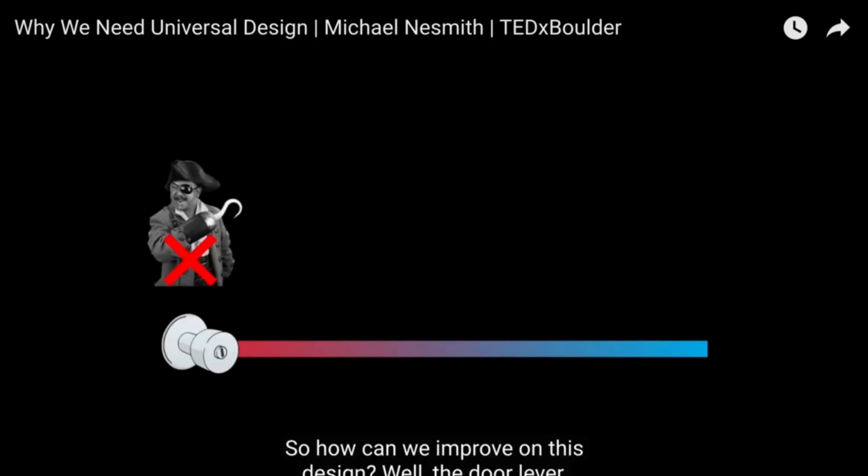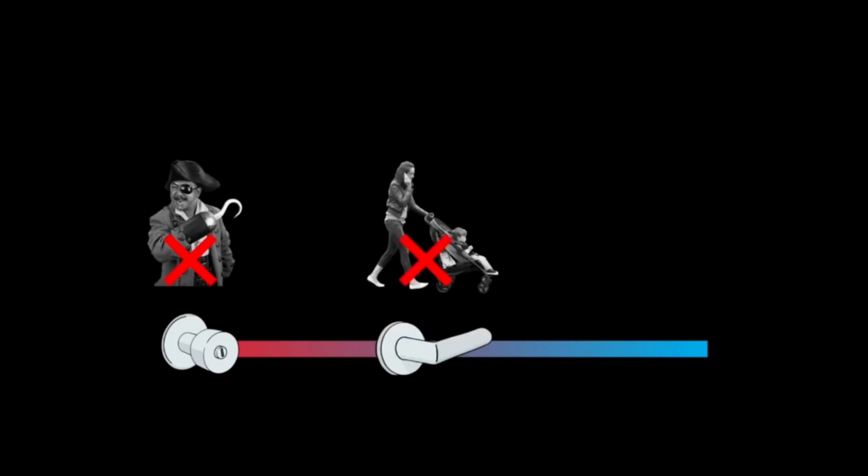So how could we improve on this design? Well, the door lever. It's a lot better. This guy can use it now. But think about people with wheelchairs. Have you ever seen them try to go through a door? It's horrible. It's really tough for them. Or parents with baby strollers. It's really difficult, not fully accessible.